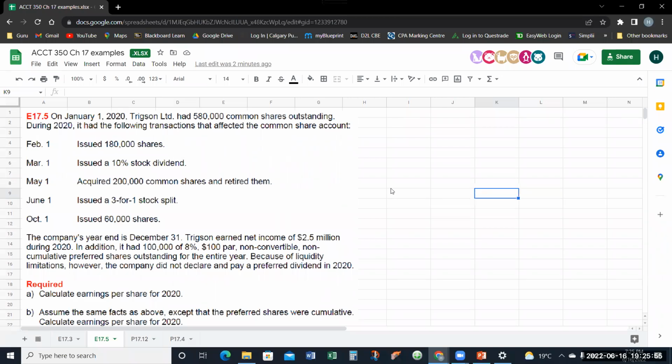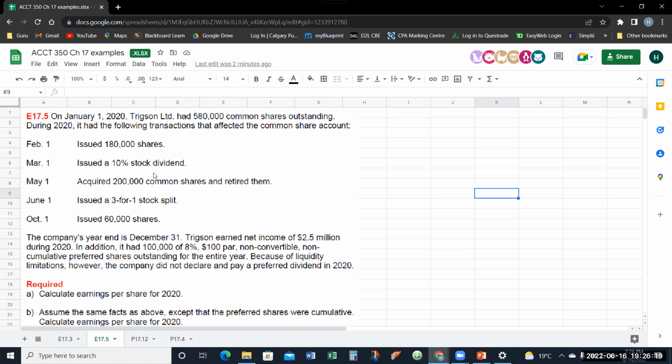Nope. All right. So this one's a little more involved, 17.5. So Jan 1st, 2020, Trigson Limited had 580,000 common shares outstanding. During 2020, it had the following transactions that affected the common share count. February 1st, it issued 180,000 shares. So when you issue shares, the number of shares goes up.